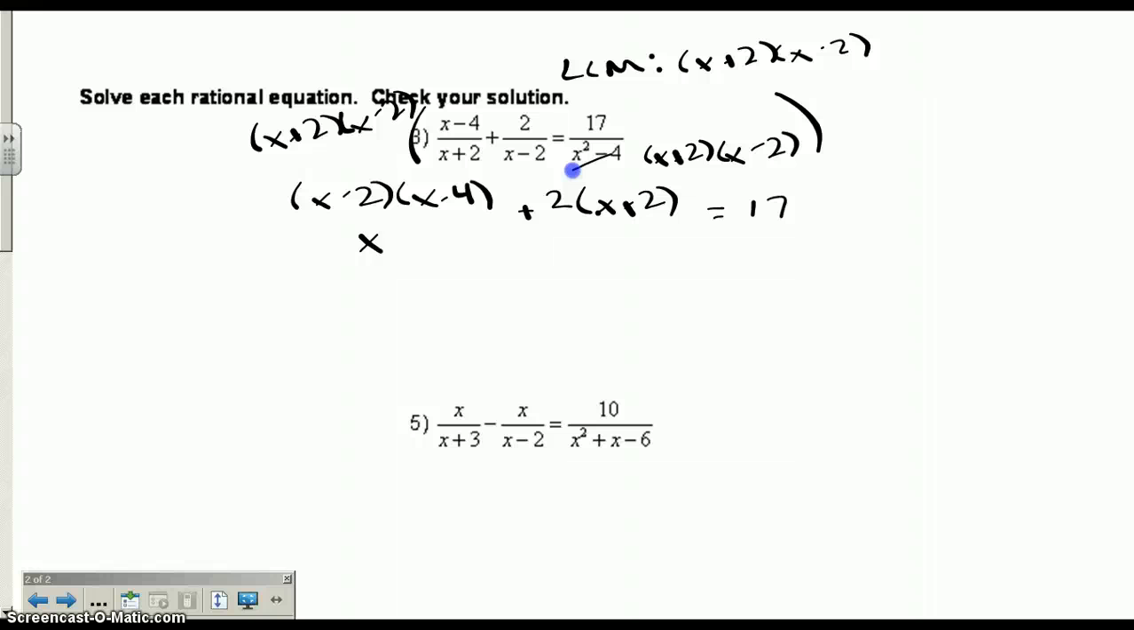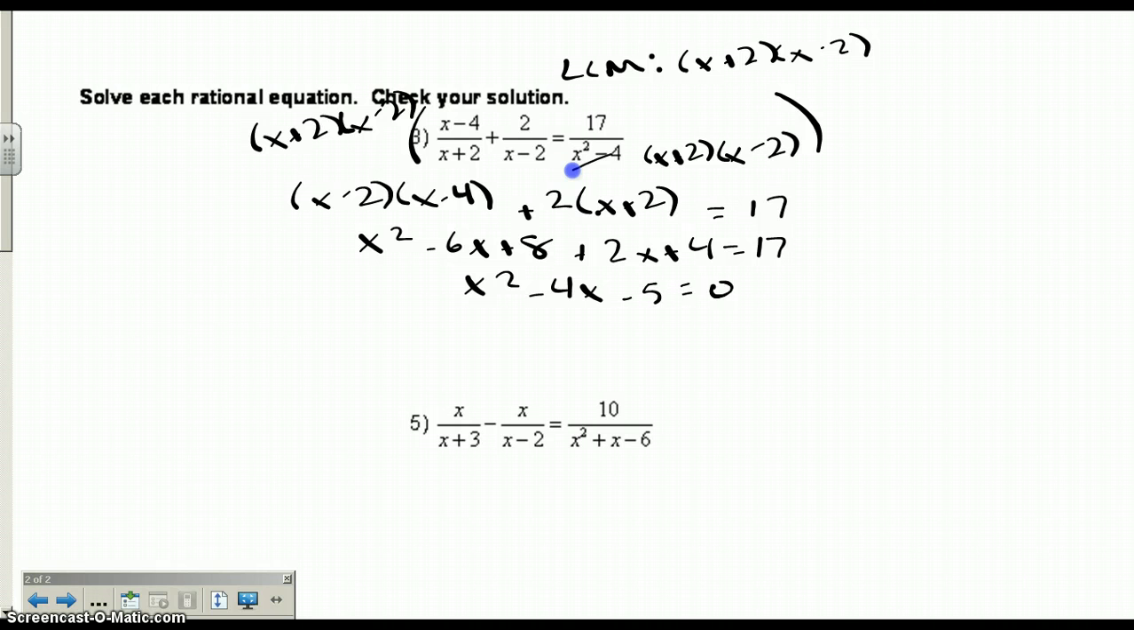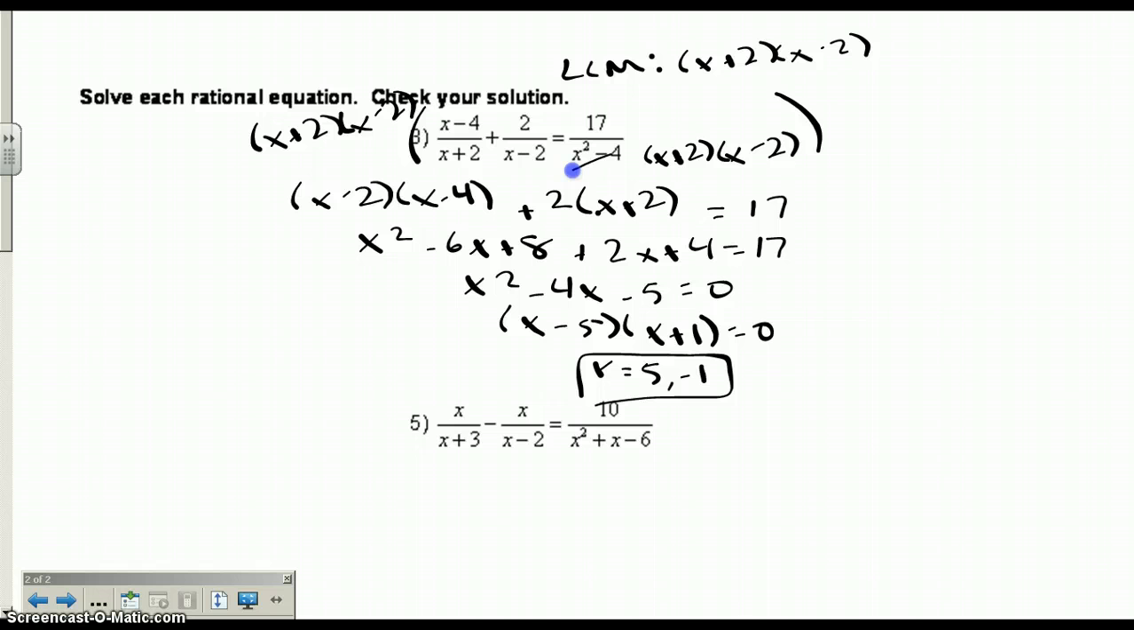If I distribute this, I get x squared minus 6x plus 8. Distribute that 2, I get plus 2x plus 4 equals 17. Let's move everything to one side because I have an x squared I need to factor. So I get x squared minus 4x plus 12, but then I subtract 17, gives me minus 5 equals 0. And let's factor. X minus 5, x plus 1 equals 0. So my two solutions are 5 and negative 1. And we always have to check our solutions. If I plug those back in, I do not get any denominators of 0, so we're all good.